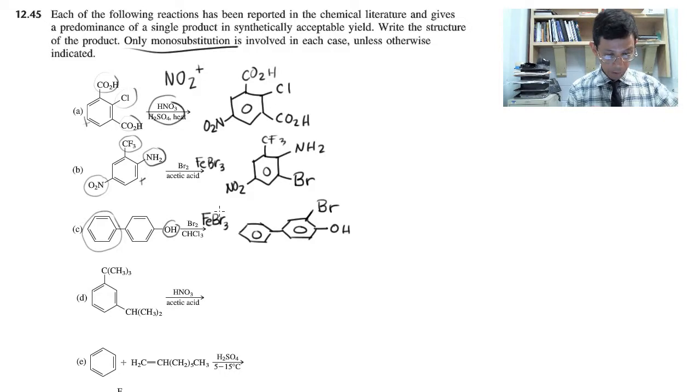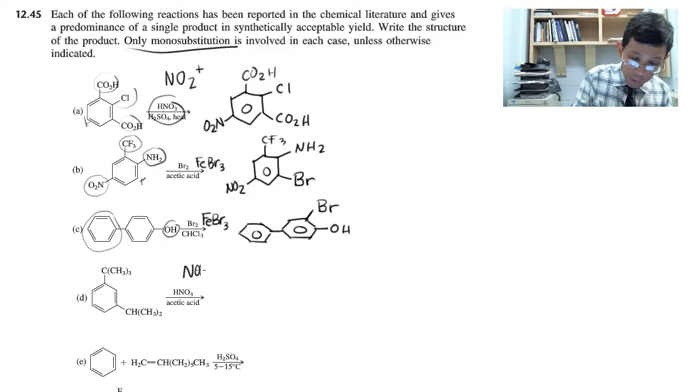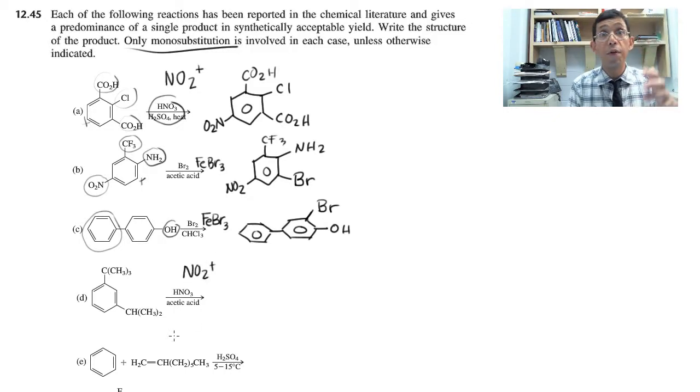Next, okay, this here is a nitration again, HNO3, acetic acid. Usually it's HNO3, H2SO4, but this time acetic acid is the source of your hydrogen. Yes, you still produce NO2 plus as your electrophile, and the NO2 plus will go on the ring. So both substituents are activating. Look at the ortho position.